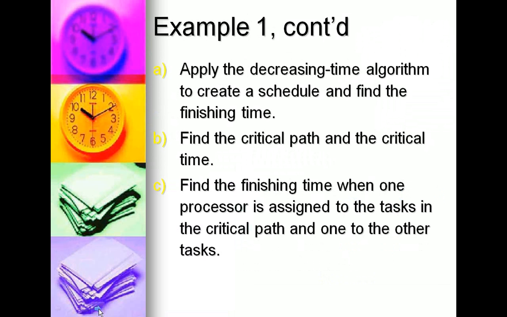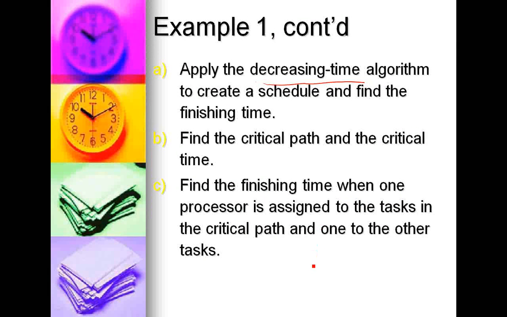So what we're going to do is create a decreasing time algorithm to create the schedule and find the finishing time. And then we're going to find the critical path and the critical time, and we're going to find the finishing time when one processor is assigned to the task in the critical path, and the other one to the other tasks.